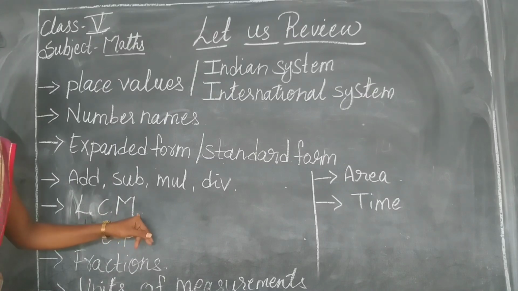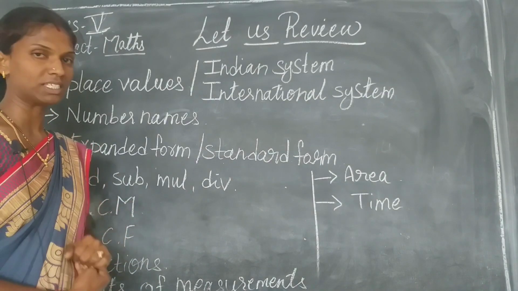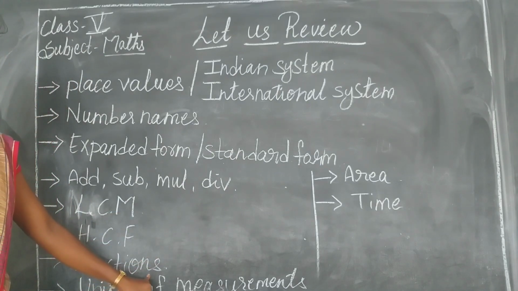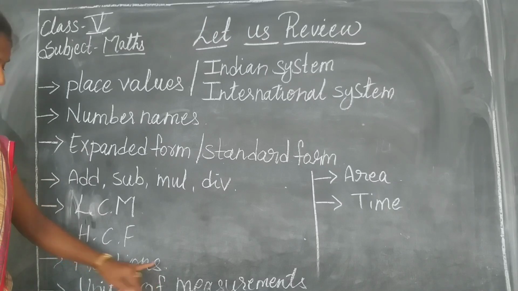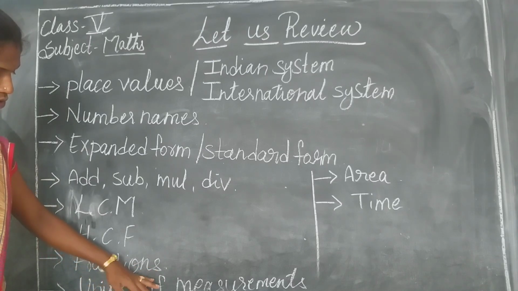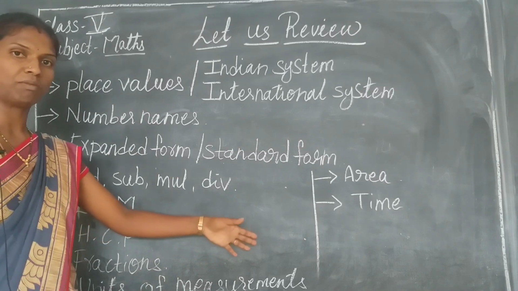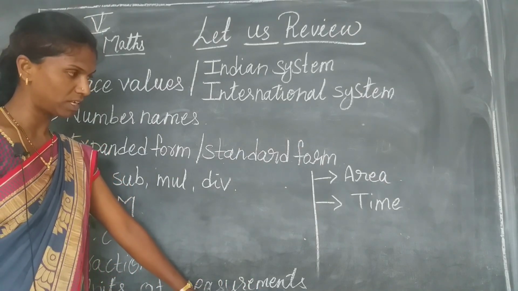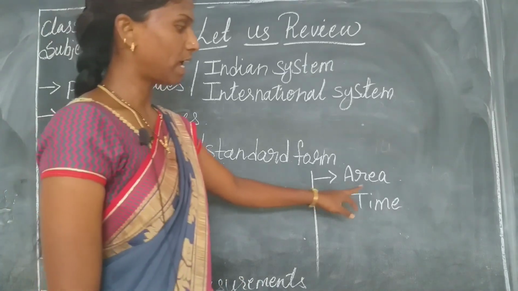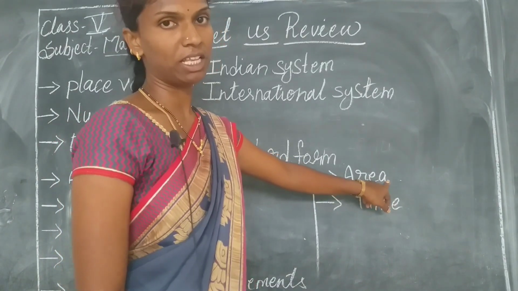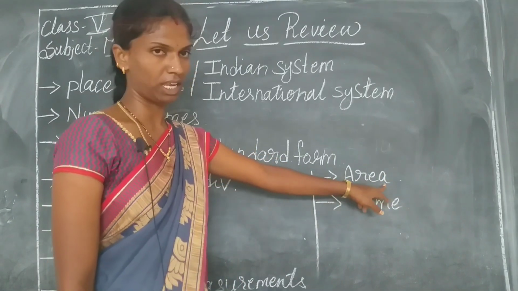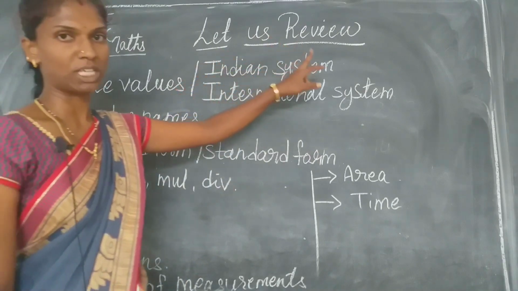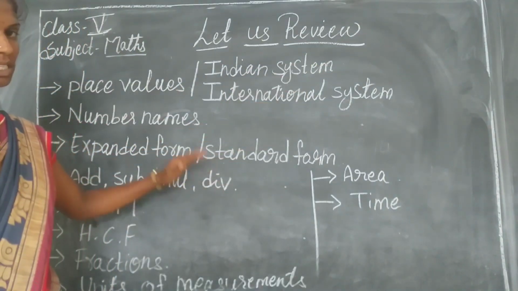LCM is a new topic which we did not do in the previous class, and HCF is also a new topic, and fractions is also a new topic, we just had an introduction in the previous class. So in this we have depth; in fractions we also have addition, subtraction, multiplication. The next is units of measurement, which we already did in the previous class, just an introduction. Areas: only perimeter we did in the previous class, now we have introduced area and its types. These are the topics we have to cover in the Let Us Review chapter. So let us go through all these topics.